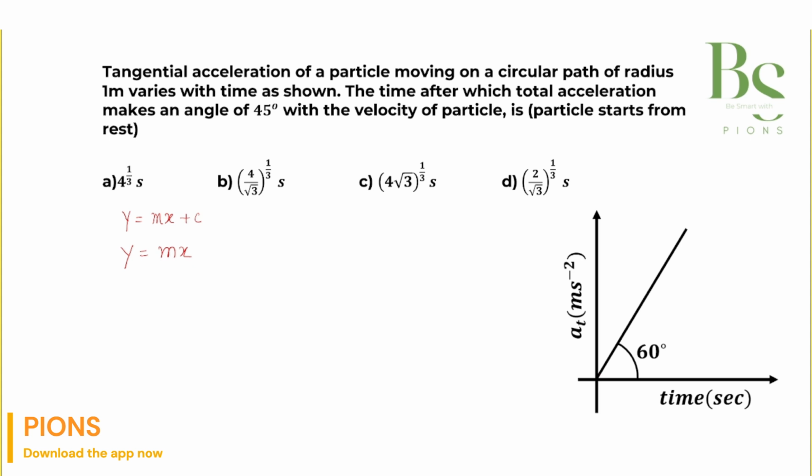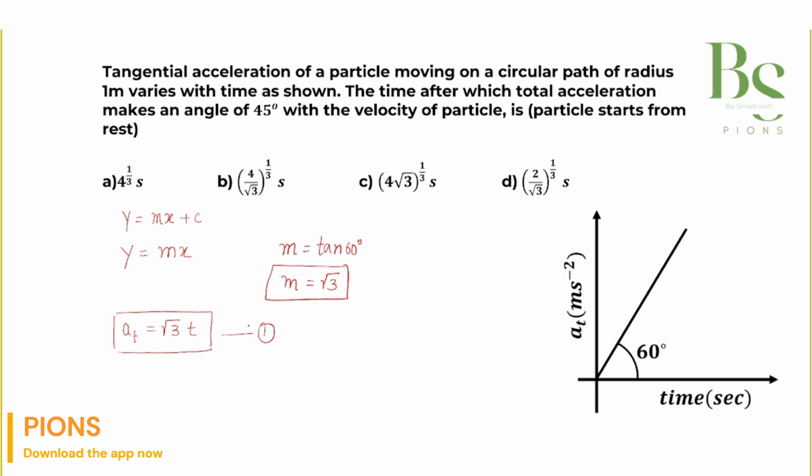And how do you find slope? Slope of this curve will be tan theta. Theta is how much? 60. And tan 60 is nothing but root 3. This is our slope. If slope is root 3, let's design an equation satisfying this curve. So, what is our y-axis? Tangential acceleration at, and that will be equal to slope root 3. And what is x? X is time. So, our tangential acceleration is varying with time as this particular equation, equation number 1.